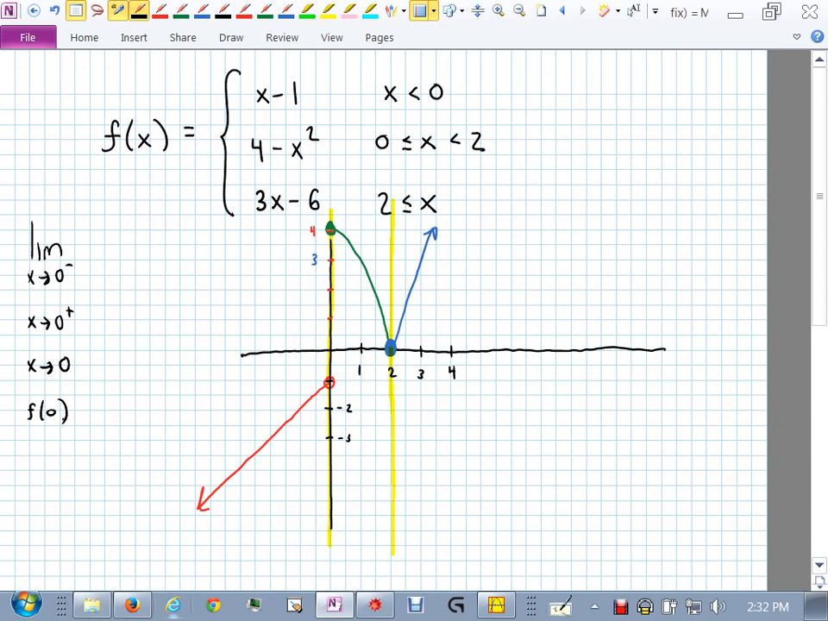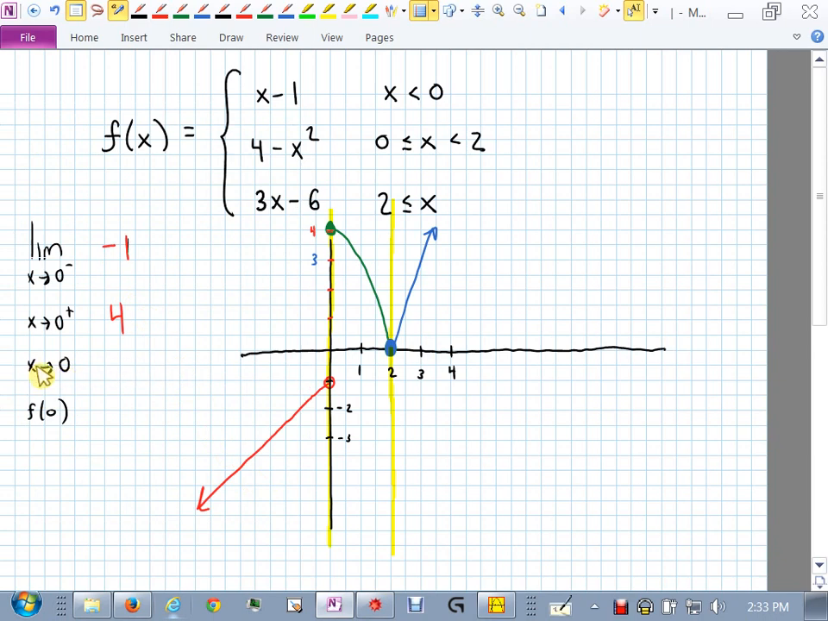Now, I'm not writing limit over and over and over because of time. So what is the limit as x approaches 0 from the left? Where are we headed? We're headed to -1, right? So this would be -1. What's the limit as x approaches 0 from the right? Up to 4.